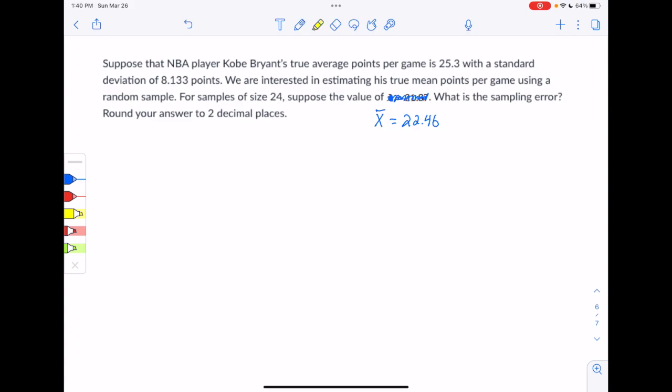So some key things, they want to know what is the sampling error. So when they want to know specifically the sampling error, you want to take the difference between your sample value and the population value. So in this case, we're working on averages. We have a sample average and we have a population average right here. So they said his true average points per game. So that's mu. So we know x bar and mu. So how do we get to sampling error?